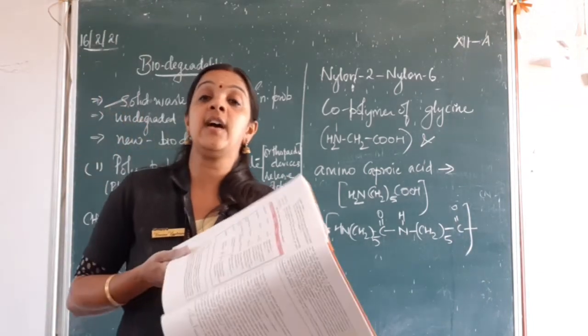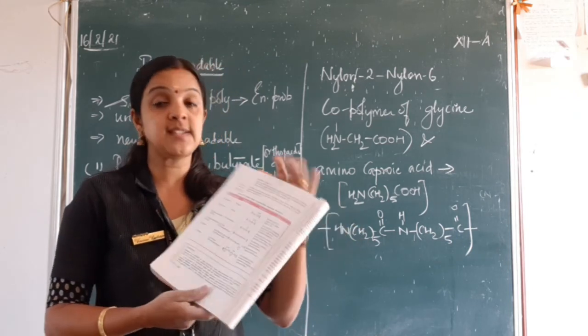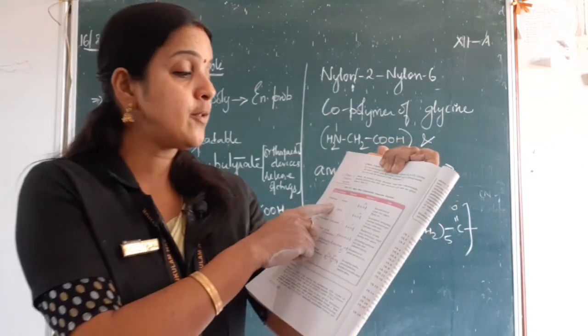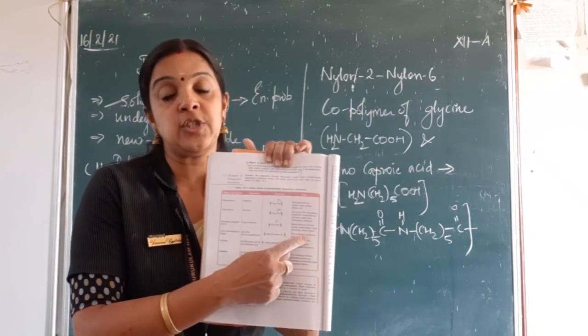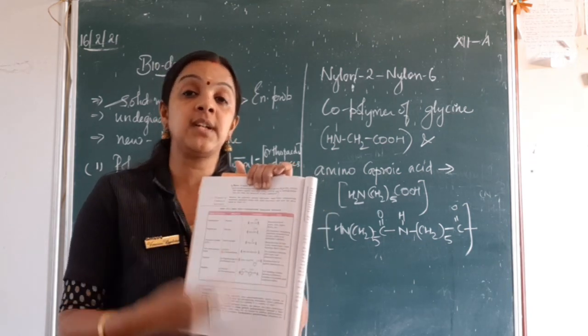So learn how it is being used. And on the last page, number 436, if you can see, a table is given to you with the name of the polymer, monomer, structure and its uses. So try to learn this also, apart from whatever is given in the textbook.